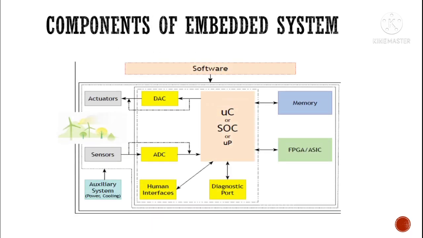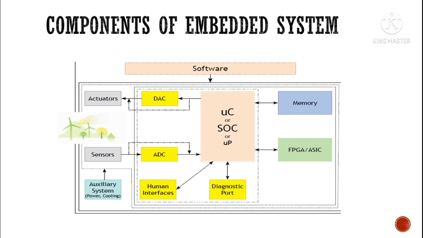Components of embedded system. Sensors convert physical quantities to an electrical signal, which can then be read by an electronic instrument or an observer. The sensor converts a measured quantity to the memory.